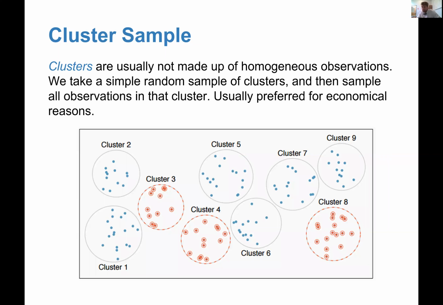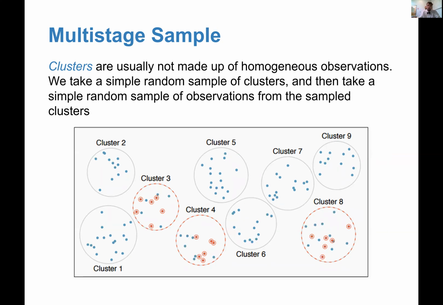Now, a cluster sample is when you have several of these different strata and you randomly choose some of the groups and you sample everyone from those. Okay, and then a multi-stage sample is you randomly pick within strata and then you randomly pick elements of those strata.